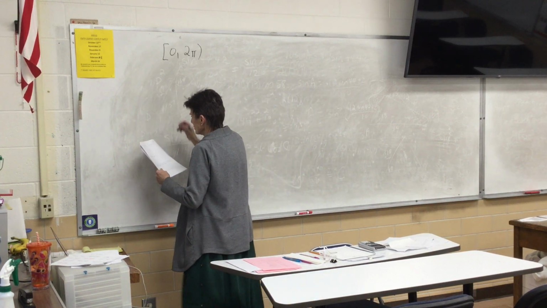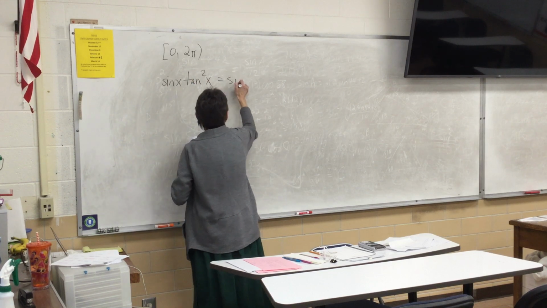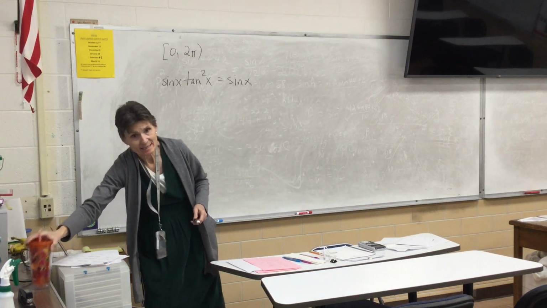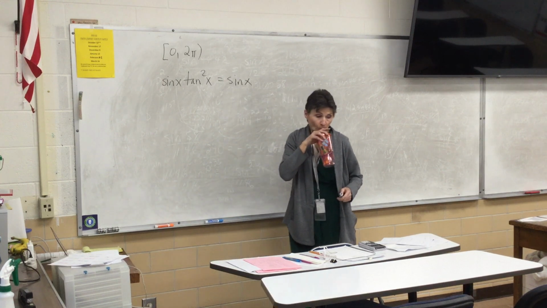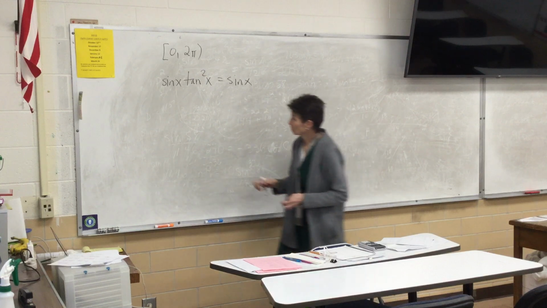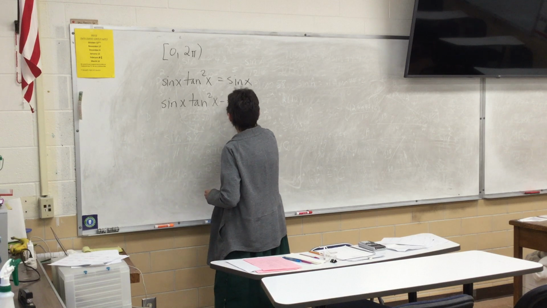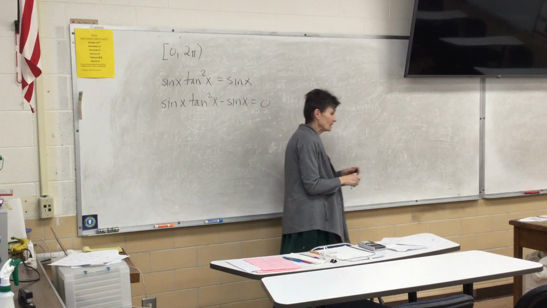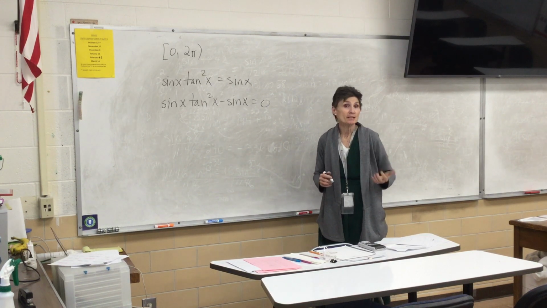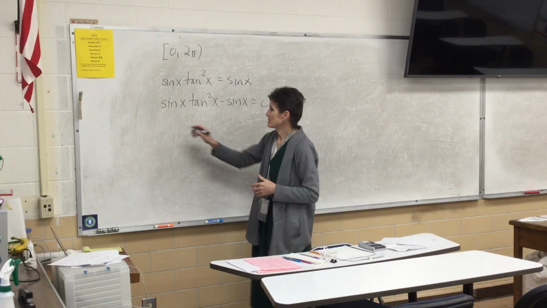All right, so the equation is sine x tan squared x equals sine x. Now you remember from last time that we like to get our equation set equal to 0. So I'm going to move that sine over. And then, once I get everything moved over, I always check to see if there's a GCF. Well, there is. There's a sine. So out comes the sine.